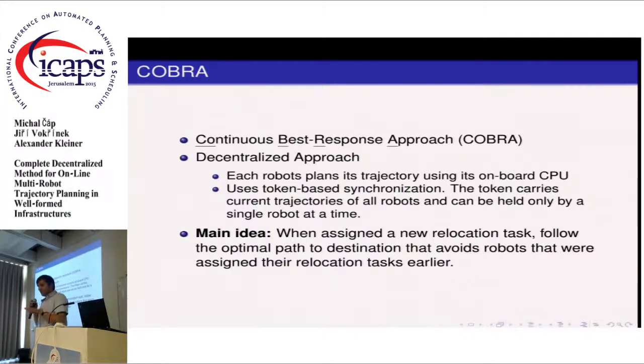So the main idea of this approach is that whenever a robot is assigned a relocation task, whenever it's ordered to go somewhere, it tries to obtain the token, and it plans. It uses a space-time planner to plan a trajectory that avoids all the robots that are following the trajectories stored in this token. So basically, it avoids all the robots that are executing the tasks that were assigned before this relocation task. Before this relocation task, right?